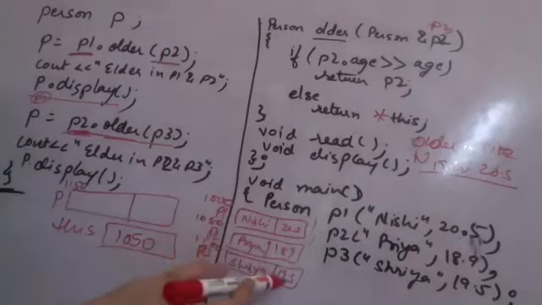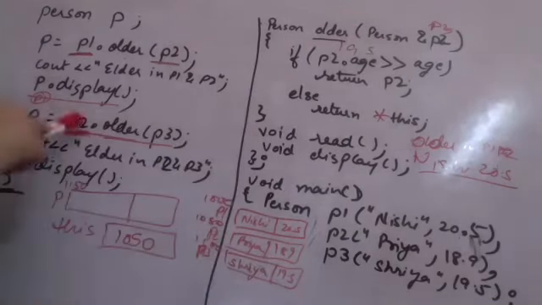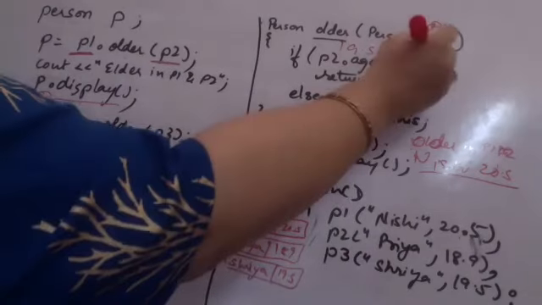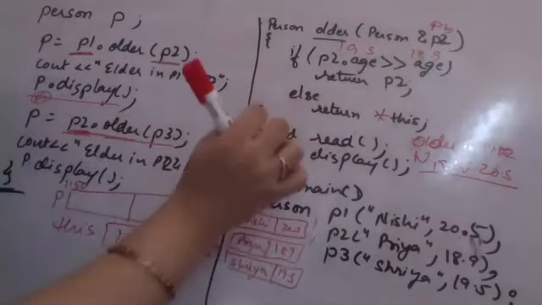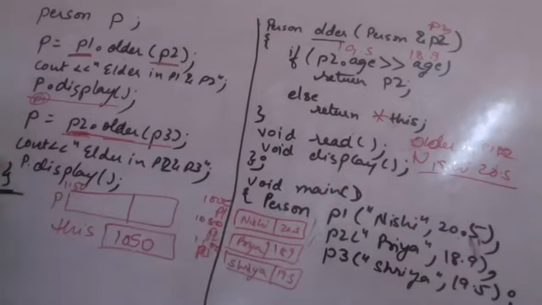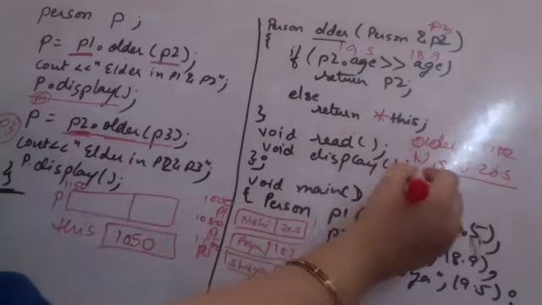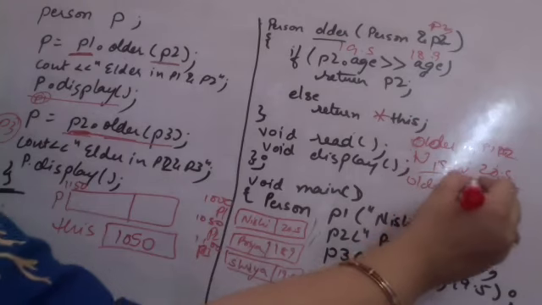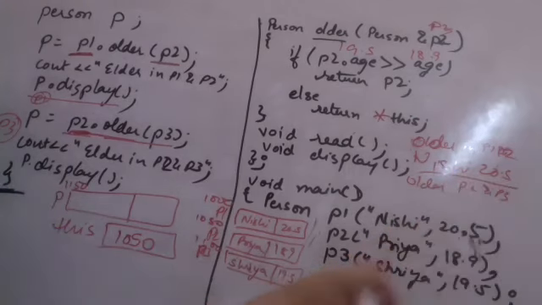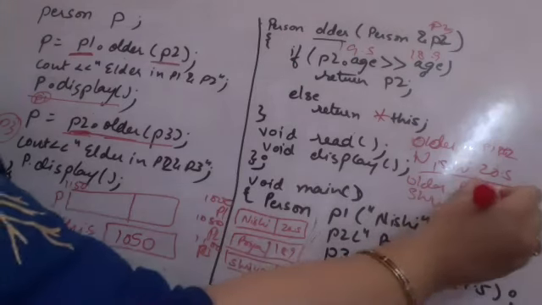So P3's age is 19 and half and current age is the age of P2. P2 ki age is 18.9. So 19 and half is greater than 18.9. Yes, it is greater. Return P3. So now P is having the value of P3. P3 की value P में return हो गई. So when you will be displaying, you will be getting older in P2 and P3 में. You will be getting P3 which is Shriya 19 and half and so on.